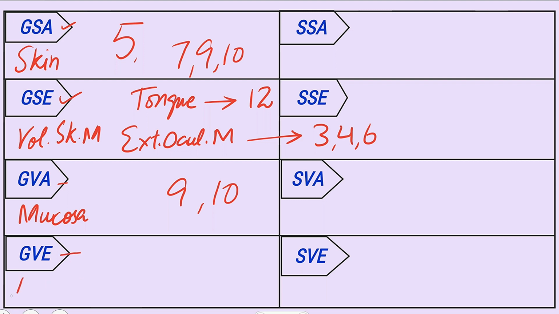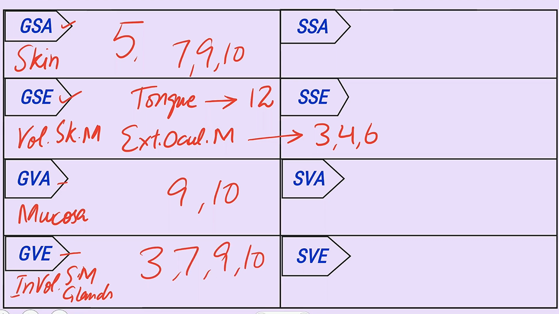This component is about the involuntary effector that includes the smooth muscle and the glands. For this, we've got cranial nerves number 3, 7, 9, and 10. And these cranial nerves will perform only the parasympathetic function.